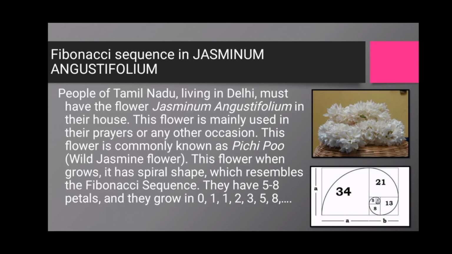Fibonacci sequence in Jasminium augustifolium. People of Tamil Nadu living in Delhi must have the flower Jasminium augustifolium in their house. This flower is commonly used for prayers and other occasions. It is commonly known as Pichipu, wild jasmine flower. When this flower grows, it is in a spiral shape that resembles the Fibonacci sequence. They have 5 to 8 petals and they grow in 0, 1, 1, 2, 3, 5 and 8 and so on.